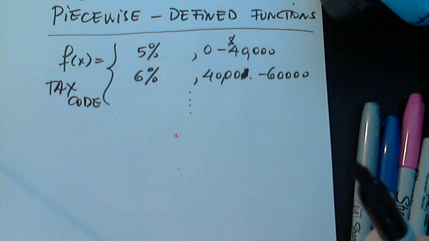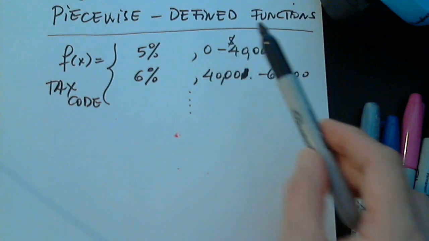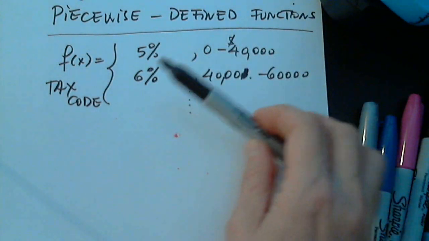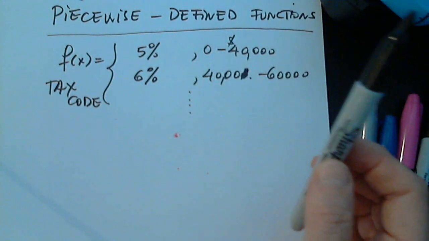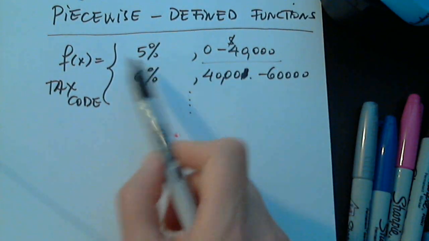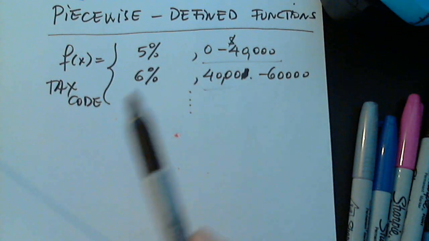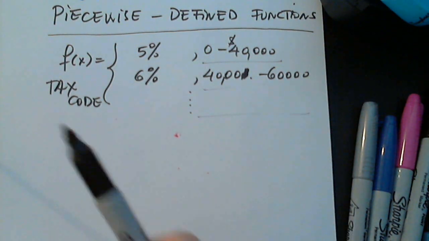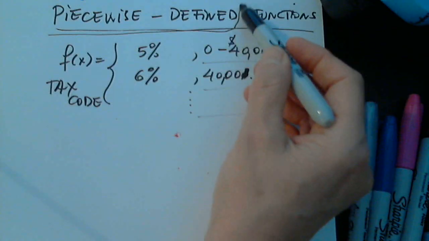Before April 15th of each year, we calculate our income. We use whatever we use, or an accountant, and the accountant says because you made this, you have to pay 5%. You made this, you have to pay 6%. You made this, you have... this is a piecewise defined function.